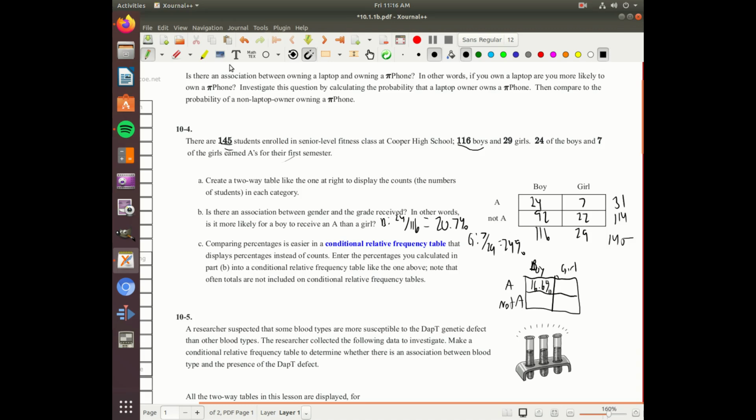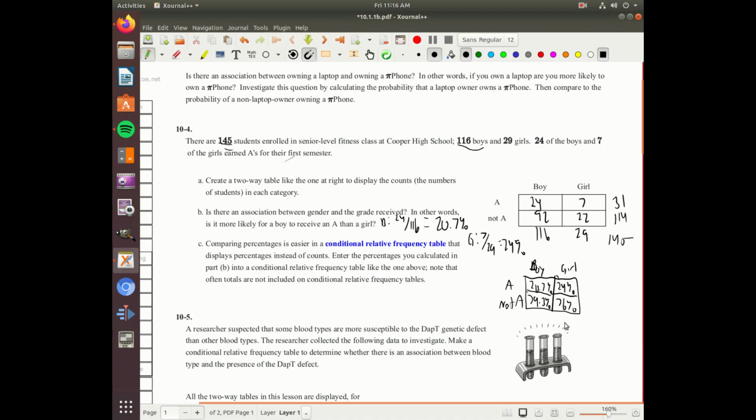Oh, actually, I take that back. I'm sorry. I believe that we should be dividing everything by the column total. So I'm going to get 24 divided by 116, and we're going to get 20.7%. And then I'm going to divide 92 by 116, and I'm going to get 79.3%. Then I'll divide 7 by 29, and I will get 24%. And I will divide 22 by 29, and I will get like 76%.